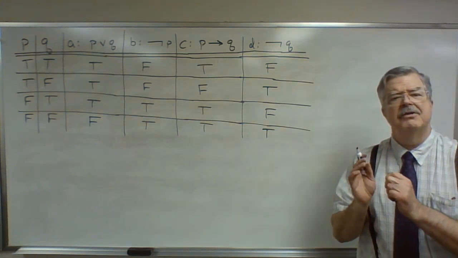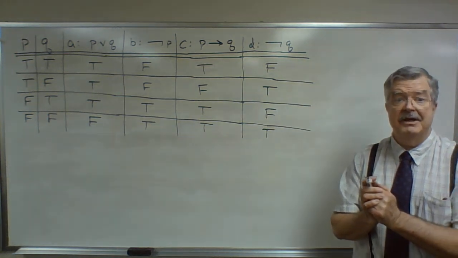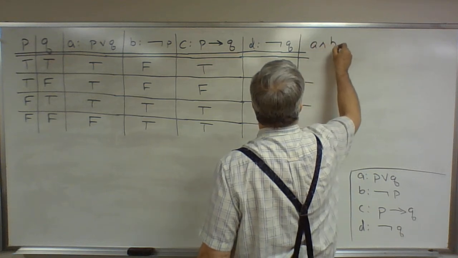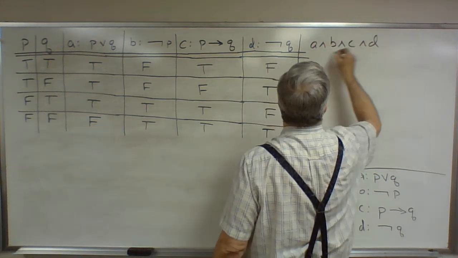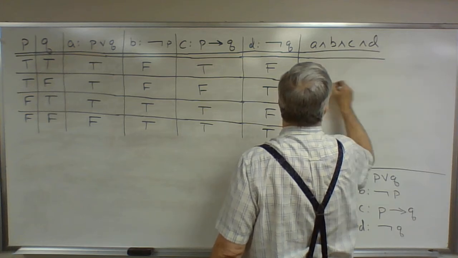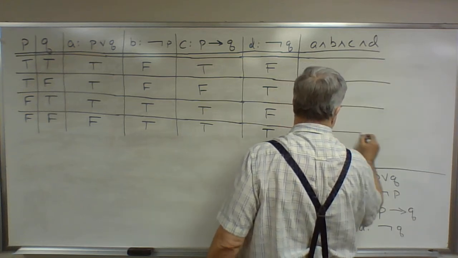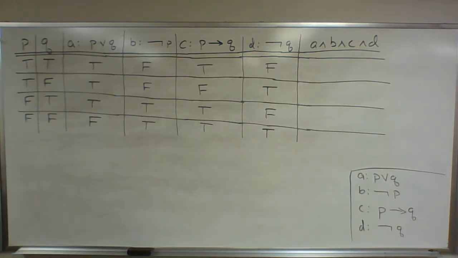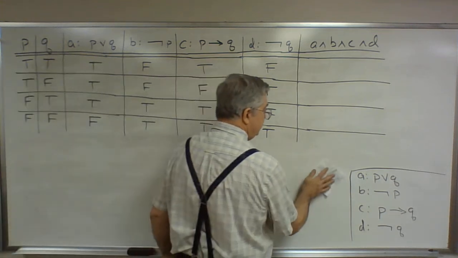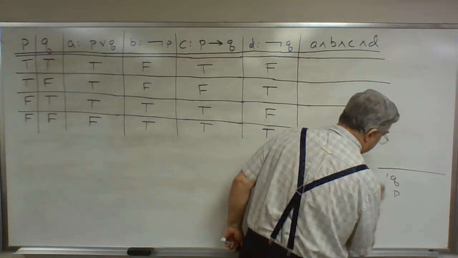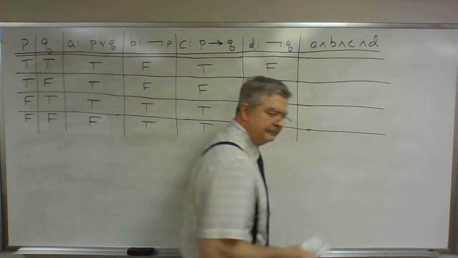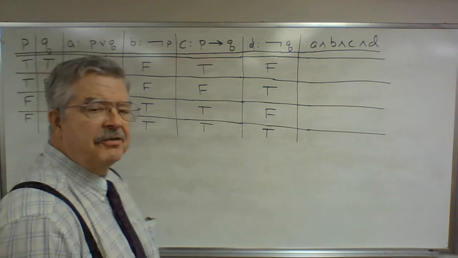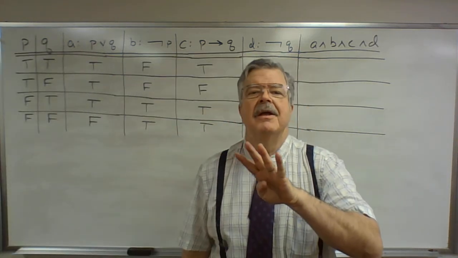Now we just need to do the conjunction of A, B, C, and D. A and B and C and D. And I guess we don't really need this anymore. It's a conjunction of 4 statements.